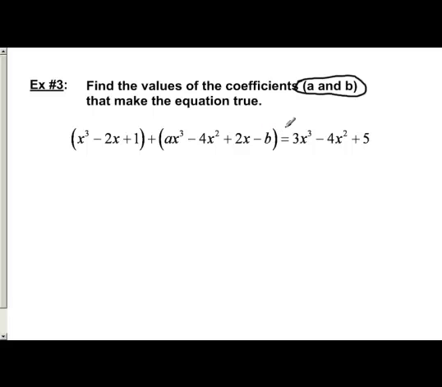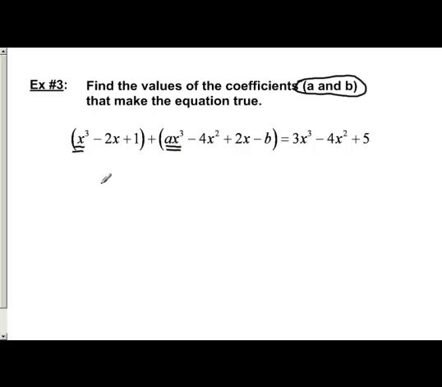And I kind of started to set this up yesterday a little bit. What we have in this problem is two polynomials that are being added together. So what we can do is combine like terms, and then that is set equal to another polynomial. Well, our first step is to combine all of the like terms. And I see right here I have an x cubed term and then another x cubed term.